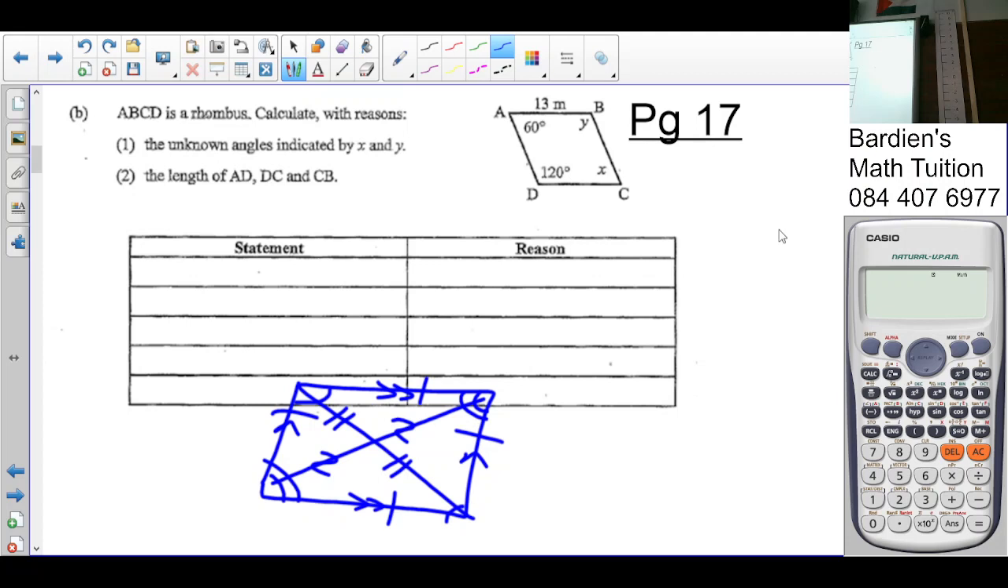The diagonal bisects the vertex angle. Don't you know that one? Nice, write it down. The diagonal bisects the vertex angle, so that angle and that angle are the same, this angle and that angle are the same, and that angle and that angle are the same. There are only two shapes in which that is the case: a square and a rhombus.